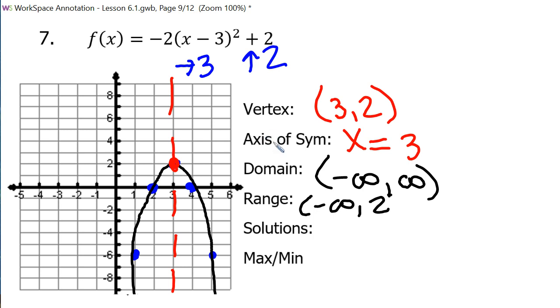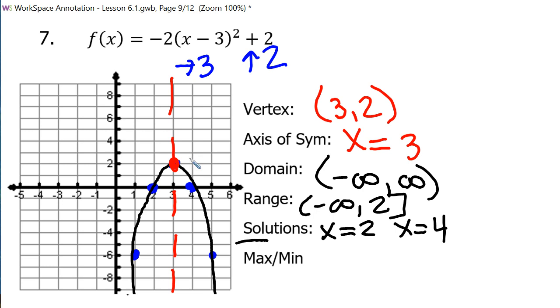What does the word solution mean? The x-intercepts, so the x-intercepts are 2 and 4. Make sure you have both answers. So x equals 2, x equals 4. It's the max. Yes, why is it the maximum? Because it's the highest point. And because it points downward, when it points down, the vertex is always the maximum.